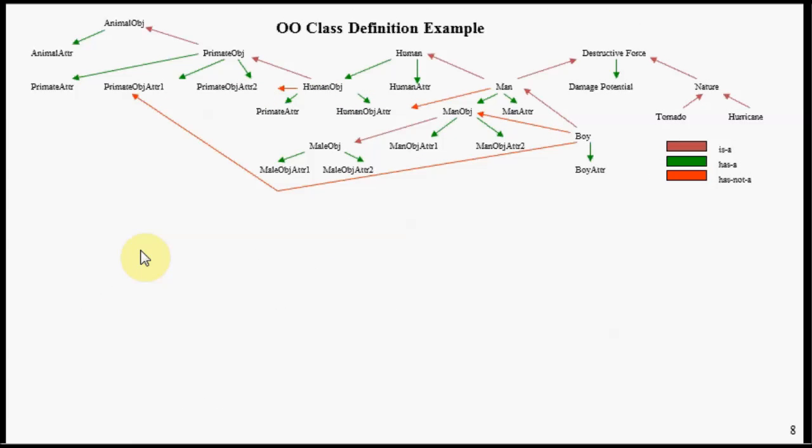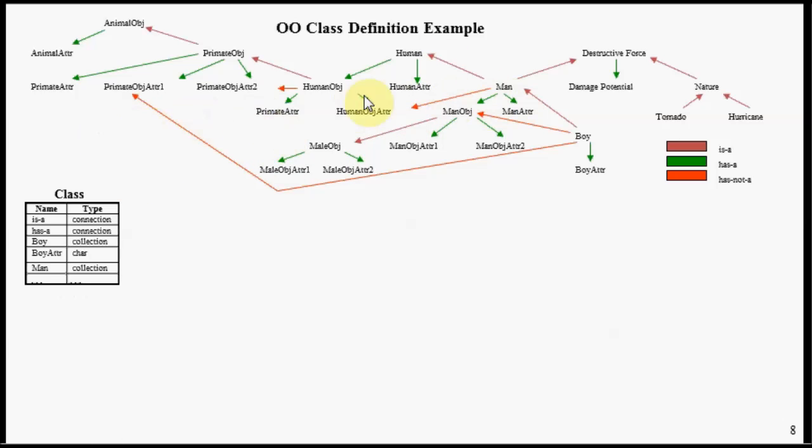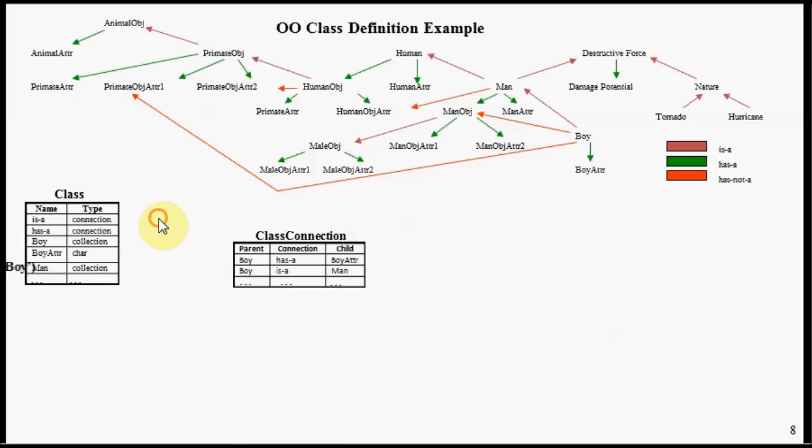With this soft schema model, let's look at an example of instantiating a class instance. So we have a class graph here, and all the data in this graph can be represented with 2 tables. We have a class table representing all of the nodes of this graph, and we have a class connection table showing all of the connections. Now I didn't bother showing all of them. I just showed a few of the rows.